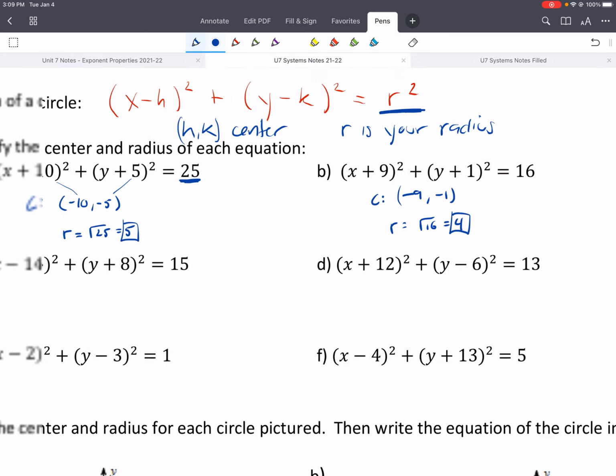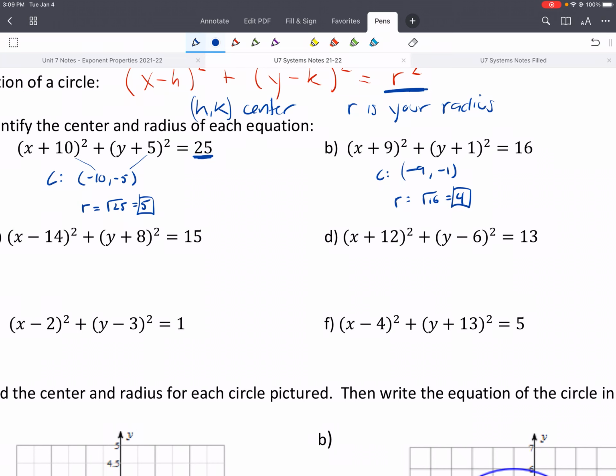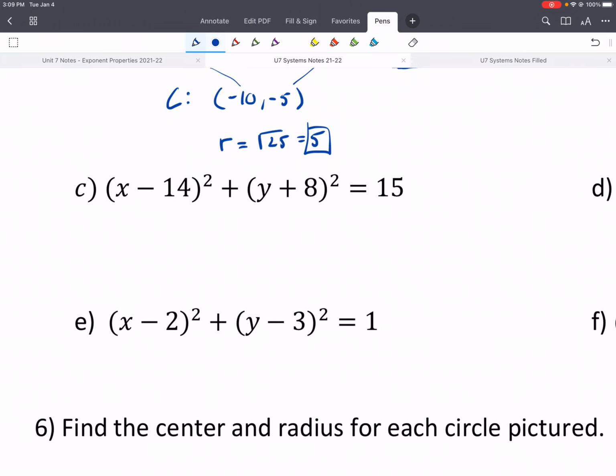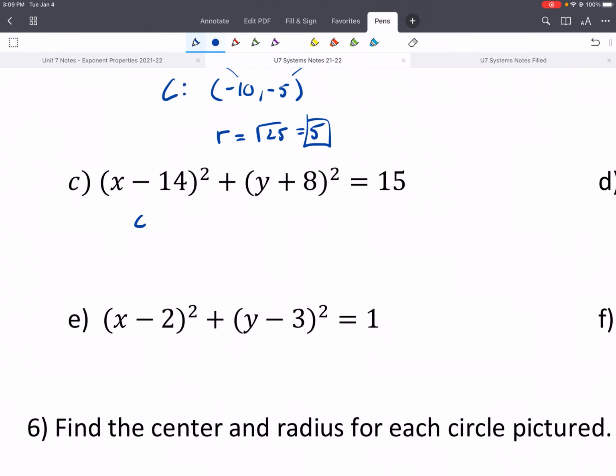Okay? Why don't you pause? Well, I guess these are a little different, so maybe we'll talk about it together. Center, you can probably come up with that. It's 14 comma negative 8. And then the radius is, well, again, this is r squared. We don't want r squared, so we need to square root it, and that's what you end up getting.